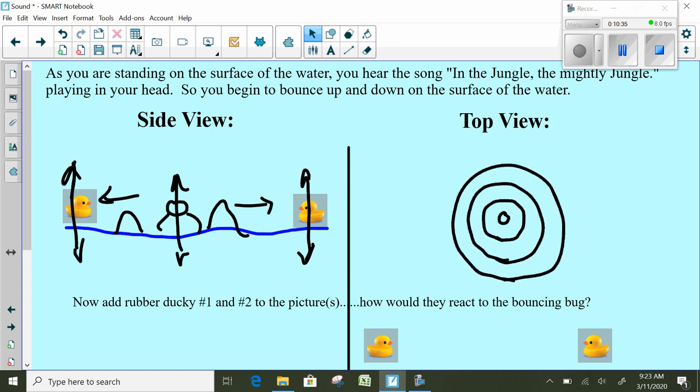And it would make a bunch of ripples. But because the bug's not moving, they'd have perfect symmetry. The waves would propagate out in all directions at a fixed speed. So if I put rubber ducky here and I put rubber ducky here, these rubber duckies would bounce up and down at the exact same frequency of the bug. Now that's not the Doppler effect, but that helps to explain the Doppler effect.